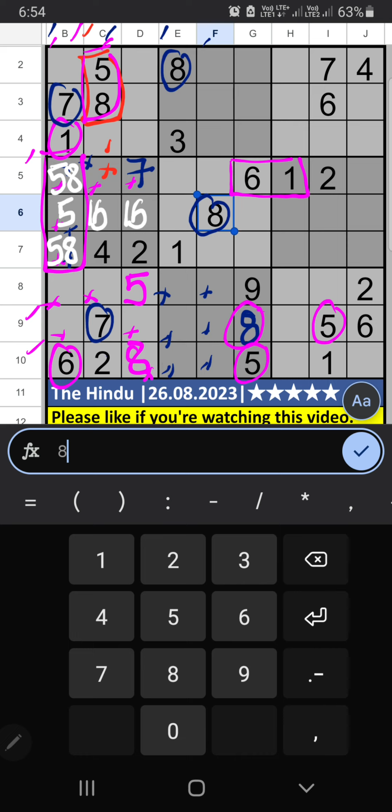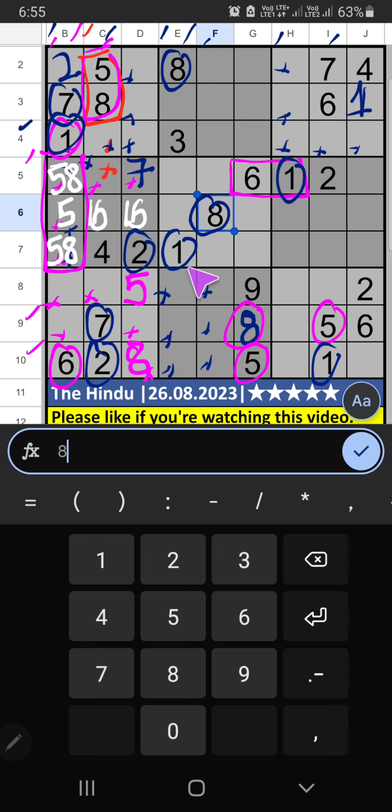Column C, column D, we have 2. So 2 can't come in these cells. Then 2 is confirmed here. Column H, column I, we have 1. 4th row also we have 1. So 1 can't come in these cells. Then 1 is confirmed here.